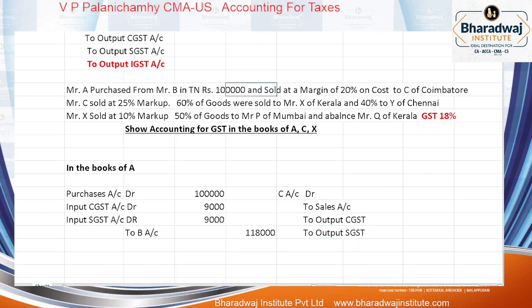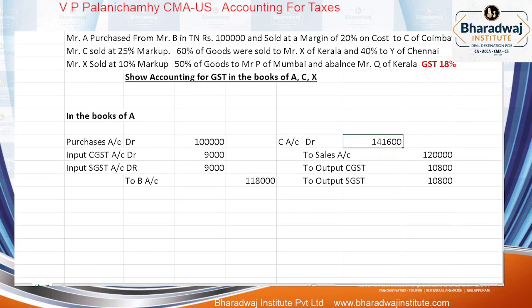What percentage markup are we told? 20% markup. So 1 lakh plus 20%, what will it be? 1 lakh 20,000. 9% of 1 lakh 20,000. If you net off output CGST, what is the net amount? 10,800.